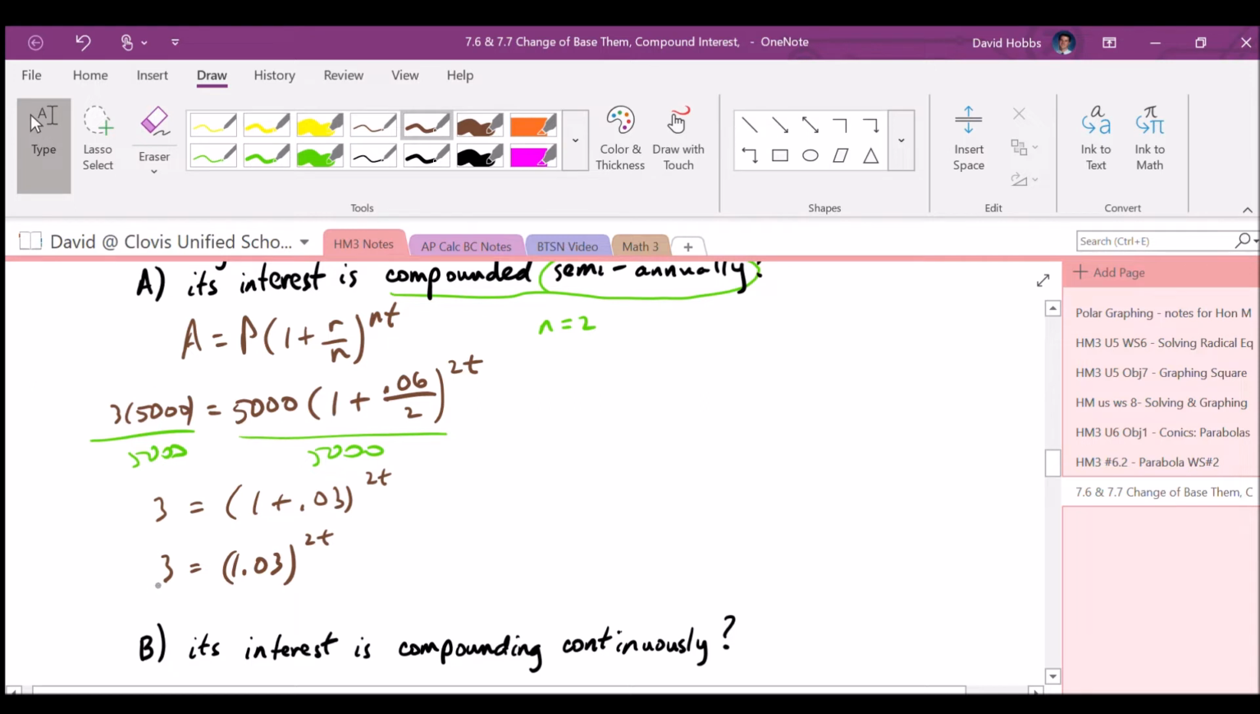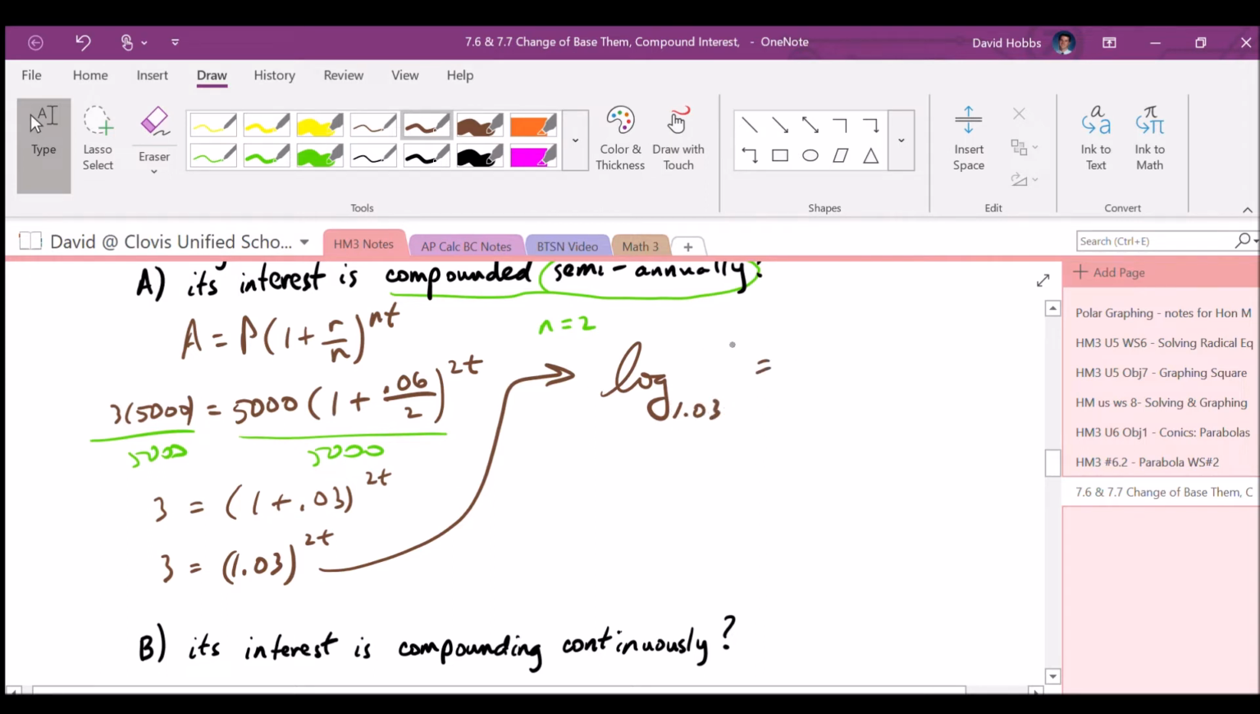Can I write 3 on the left side as a power of 1.03? Probably not. My unknown is up in the exponent, so I probably need logs. Okay, so let's use logs. We were just doing this stuff on the last couple problems. My base is 1.03.